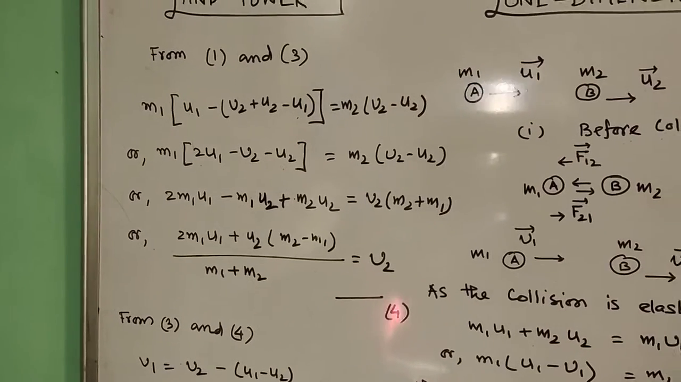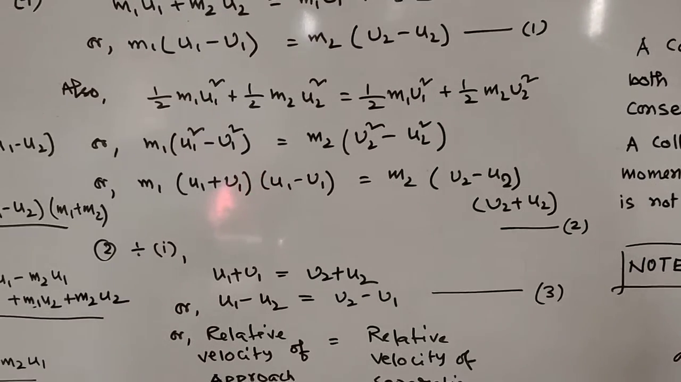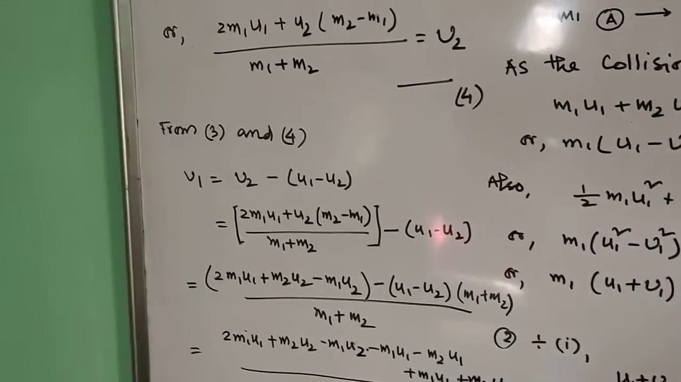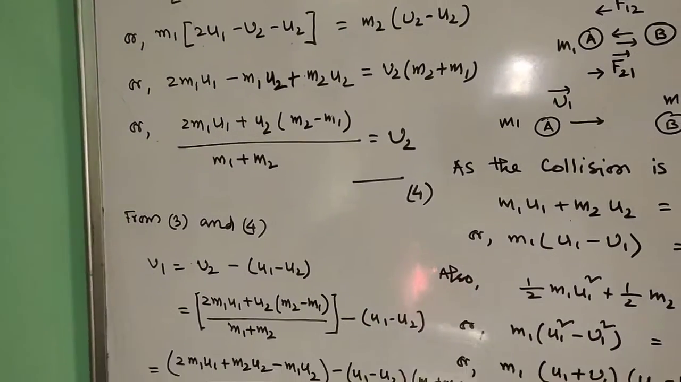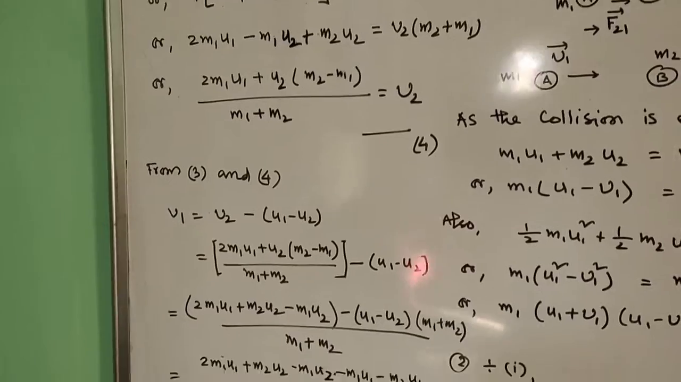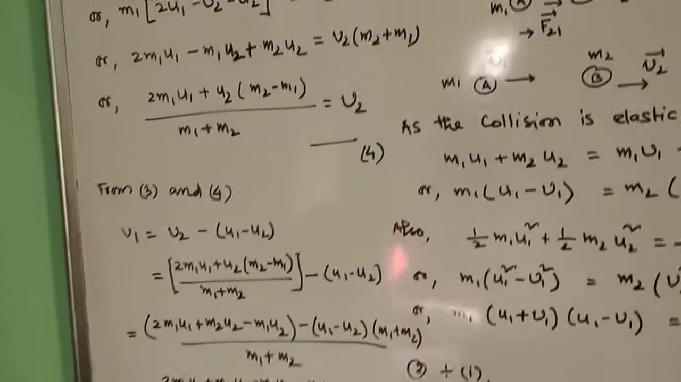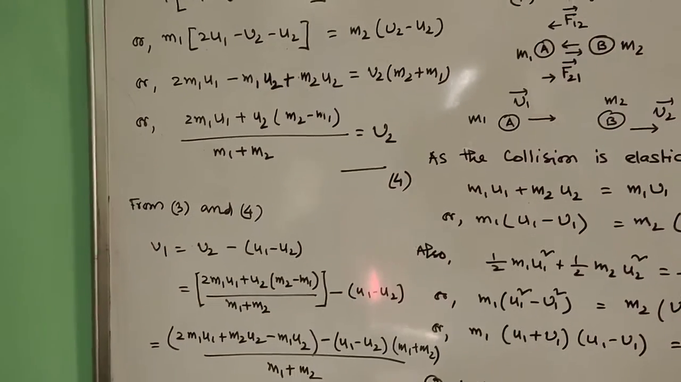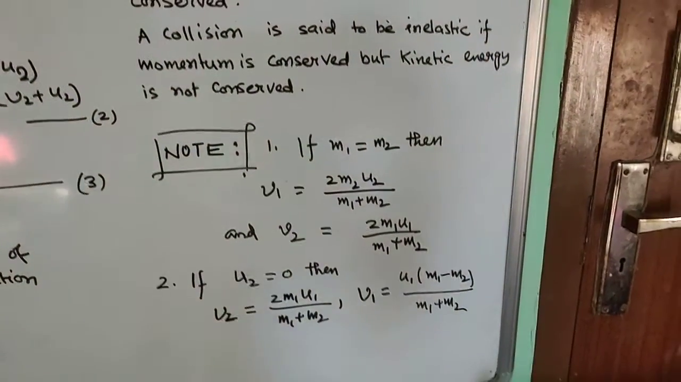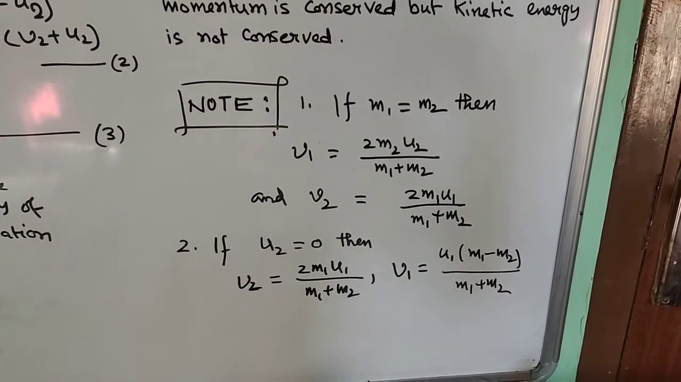To find v2, we substituted v1 from 3 in 1, and to find v1, we substituted v2 from 4 in 3. That's why we have written from 3 and 4, and we have got the final expression for v1 and the final expression for v2. So these are the two velocities after collision. Now under note, we are trying to consider a few cases. You can consider some more cases as far as your textbook is concerned.